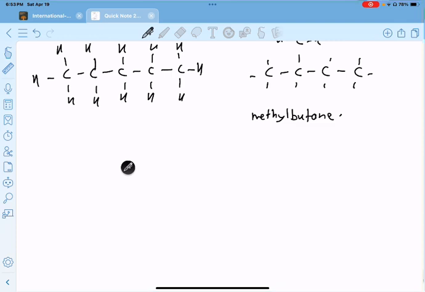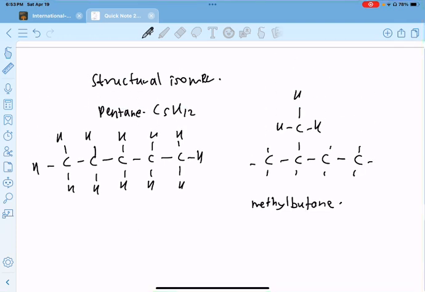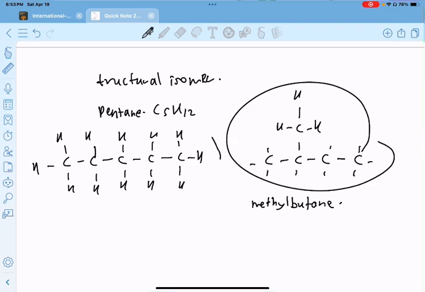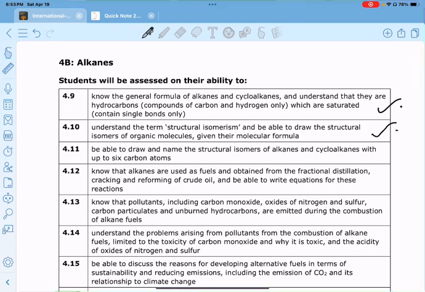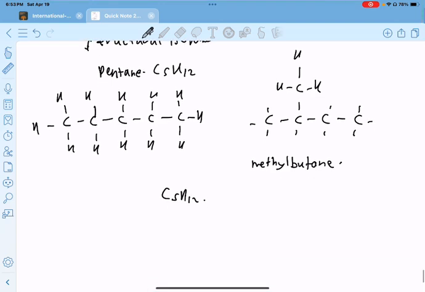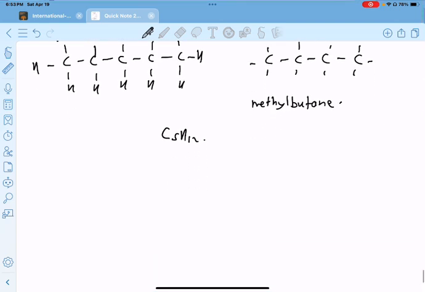That is a diversion from what we're talking about. What we're trying to talk about is structural isomerism. So as we can see, these two have the same formula, which is C5H12, but they have different arrangements. So they're structural isomers. Be able to draw and name the structural isomers of alkanes and cycloalkanes up to 6 carbon atoms. So we've talked about how to name these. Let's look at another example.